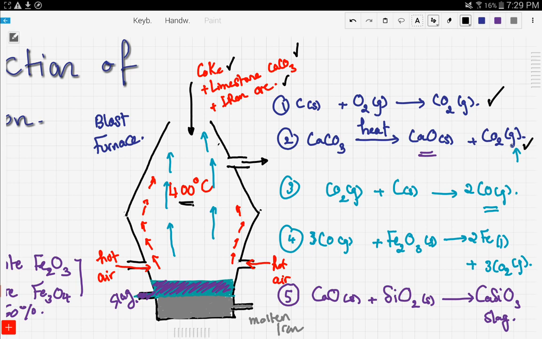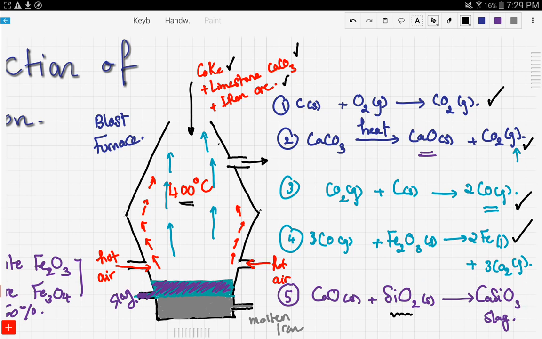This carbon dioxide gas further goes up in the furnace and reacts with more coke, giving carbon monoxide. And the carbon monoxide is very essential since this gas is the one responsible for reducing the iron ore to become molten iron and giving out carbon dioxide. Now, we said that throughout there are some impurities, and those impurities such as silicon dioxide react with calcium oxide to give something called slag.